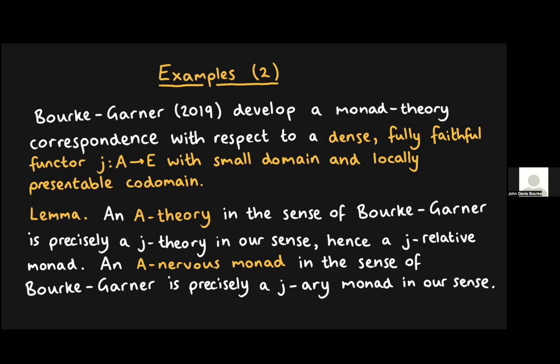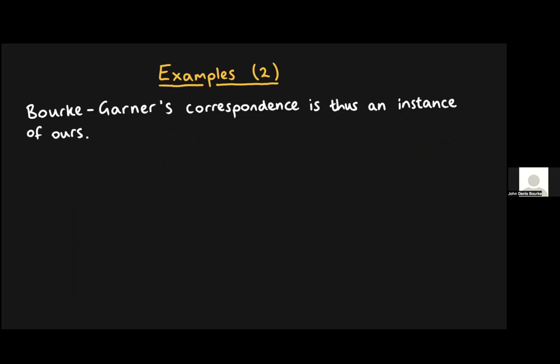Another class of examples is that of Burke and Garner, who developed a monad theory correspondence with respect to a dense fully faithful functor with small domain and locally presentable codomain. And it turns out that one can show that an A theory in the sense of Burke and Garner is precisely a J theory in our sense, and hence also J relative monads. And their nervous monads are the same as our J-ary monads. And so in this way we capture that correspondence as well.